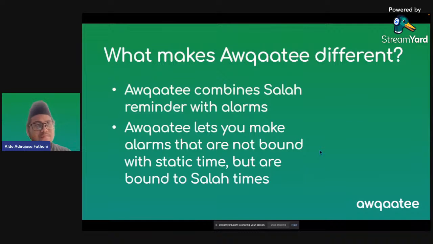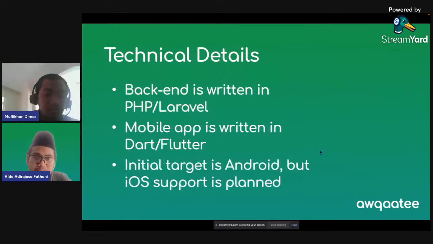So instead of setting static times, like you want to wake up at 3 a.m., in Awakati you will set the alarm that will ring several hours or several minutes, for instance, before or after one of the salah times. I will demonstrate it in a minute.